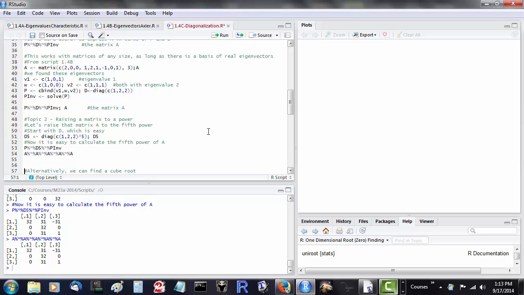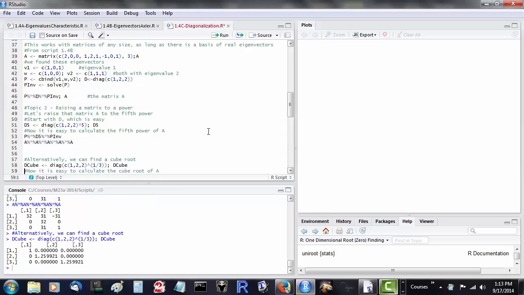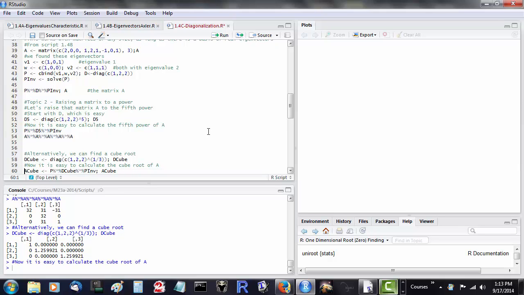A cuter stunt would be to find a cube root of this matrix. How are we going to do that? Well, all we have to do is to raise the eigenvalues to the 1/3 power, making a matrix D cube, whose third power is my original D. And now the same argument works. It works for any power.